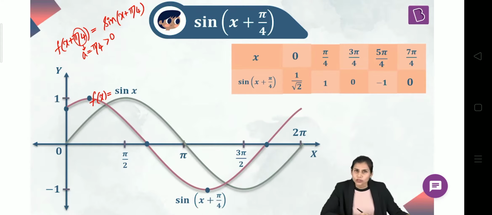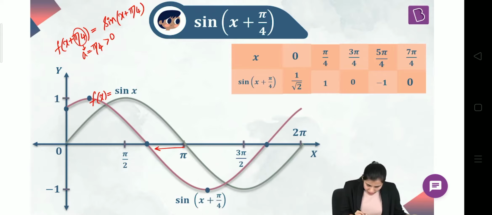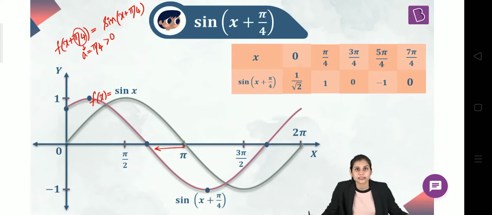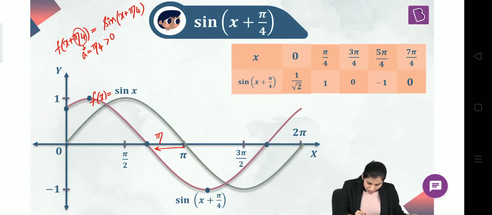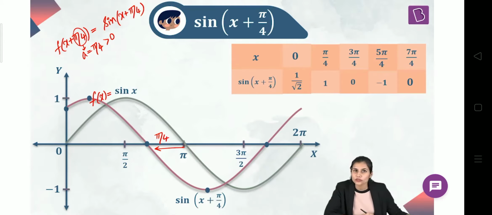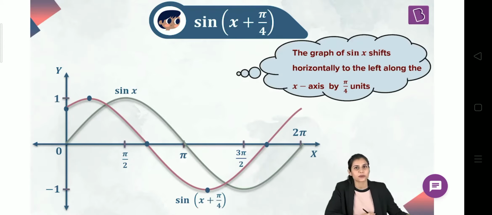Now that both these graphs are sitting in the same Cartesian plane, on comparing, I notice that actually the pink graph is nothing but a shifted version of the green graph towards the left along the x-axis. Isn't it? In fact, to be precise, if I take the graph of sine x and I shift it to the left along the x-axis by pi by 4 units, I am going to get the graph of sine of x plus pi by 4.